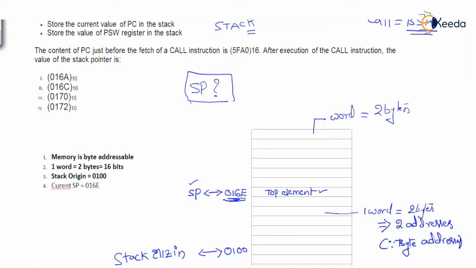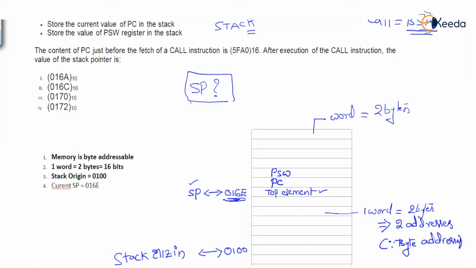Whenever a call instruction is executed, the stack is added with two more elements. On the topmost element, one more element is pushed, that is the program counter value of the routine which is calling another routine. On top of the program counter, the PSW, which is a flag register, will also get pushed. So the stack is pushed with two more elements. Now, what is the value of the stack pointer?